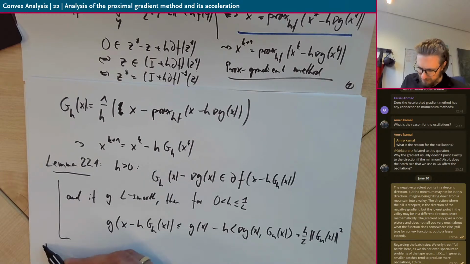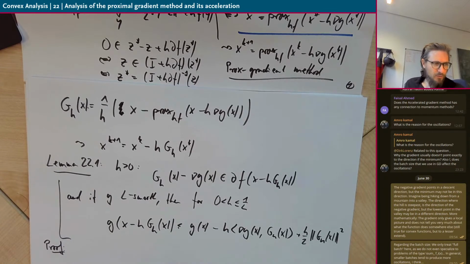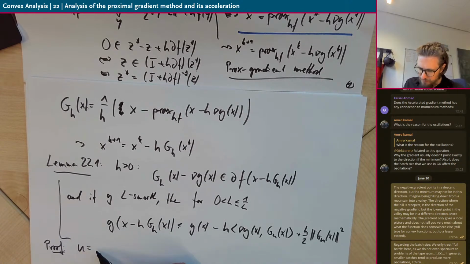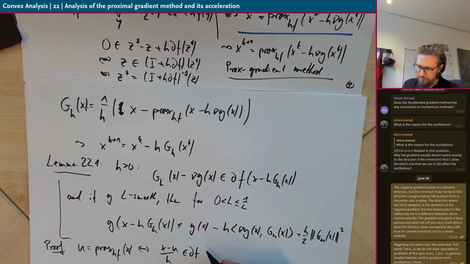Okay, so this is also very simple to prove. The first thing we need is that u is the prox of something, let's say hf of x, if and only if, just rewriting, x minus u over h is an element of the subgradient of f at u. Okay.